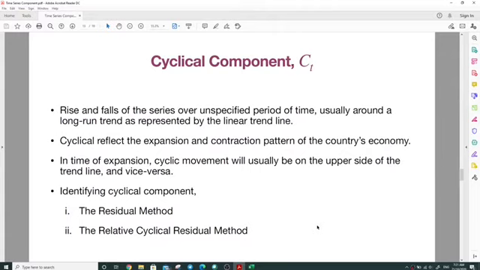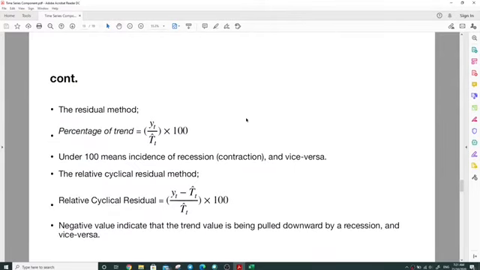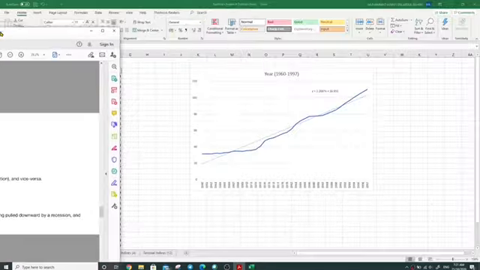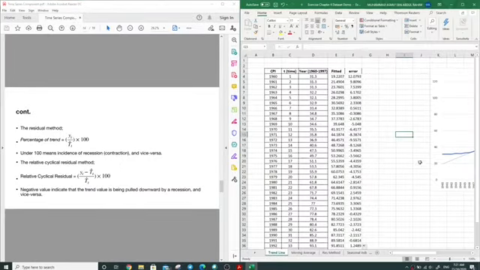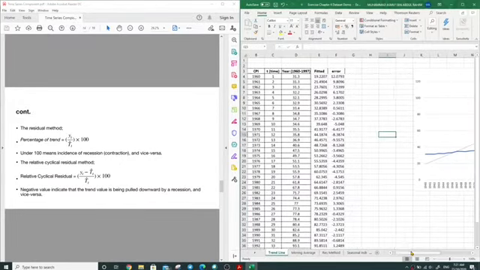When we identify the cyclical component in a time of expansion, this movement will usually be on the upper side of the trend line, and vice versa. So how do we determine this? We identify it based on the residual method and the relative cyclical residual method. These two methods are discussed in your textbook. Right, so let's take a look at how we generate this based on our example here.